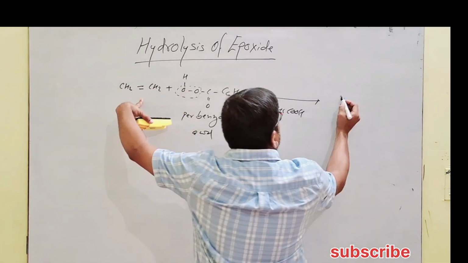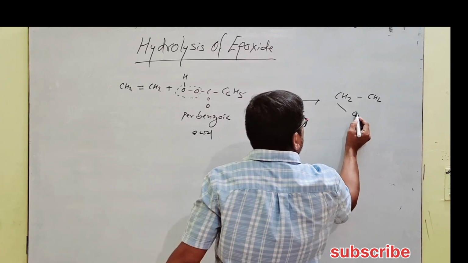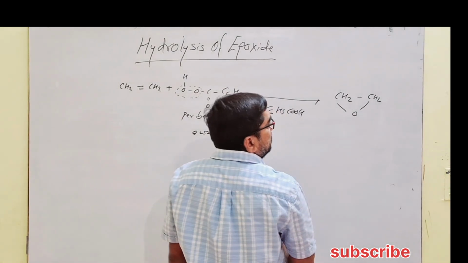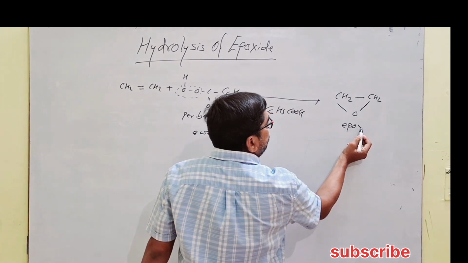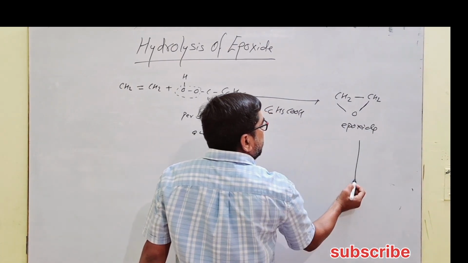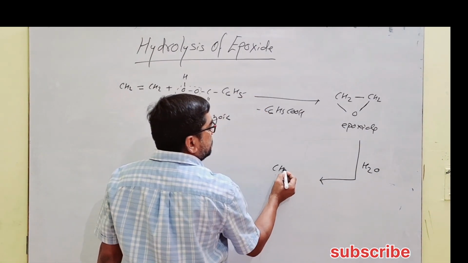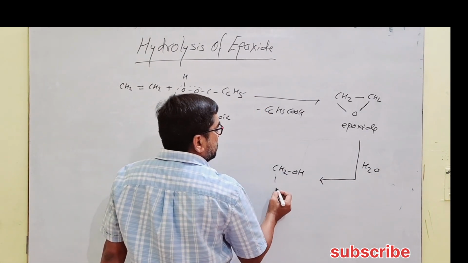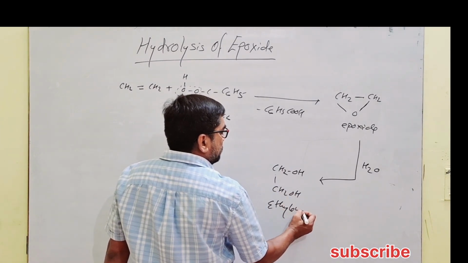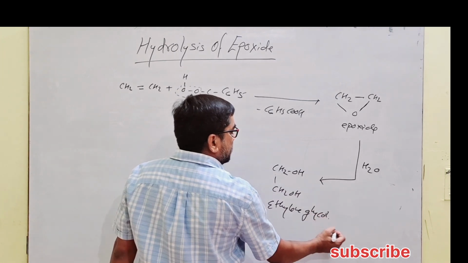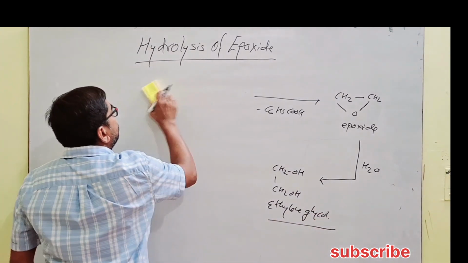Now one oxygen gets attached here, CH2-CH2, and this oxygen makes a common bond with the double-bonded carbons on both sides, and this is called epoxide. When hydrolysis is carried out on the epoxide, it gives CH2OH-CH2OH, ethylene glycol. Ethylene glycol is obtained like this.